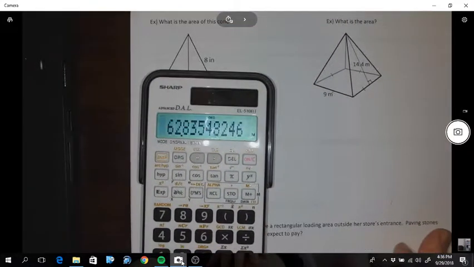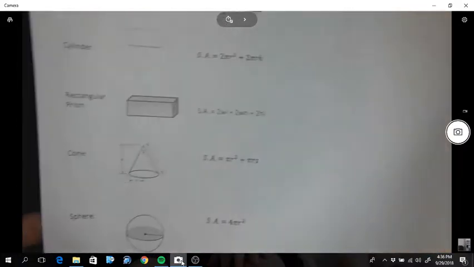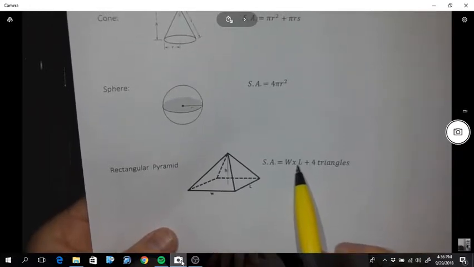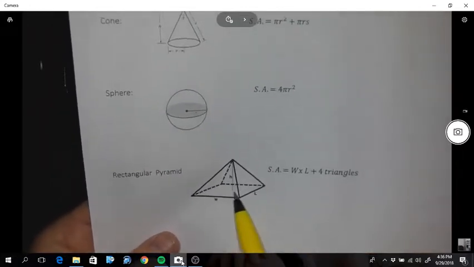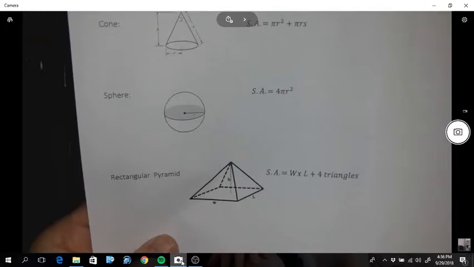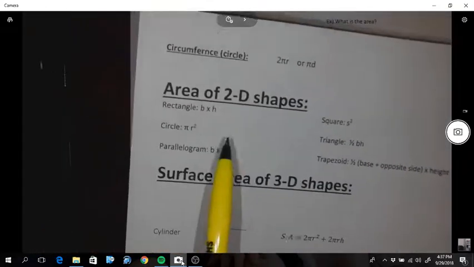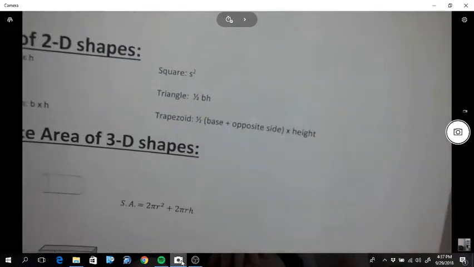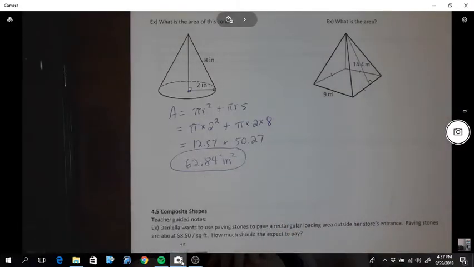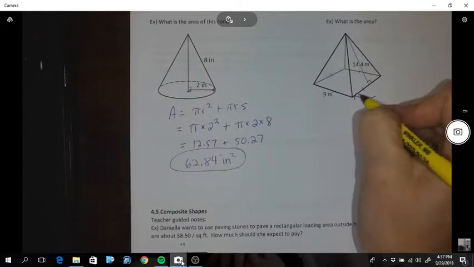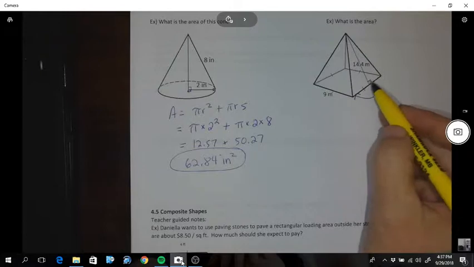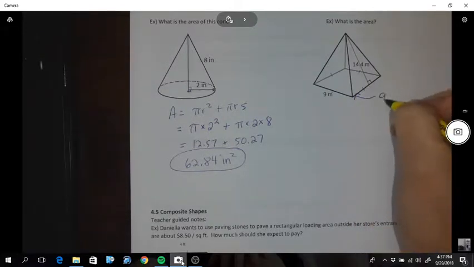Okay, and the pyramid, so I'm going to look at my sheet. The pyramid on the bottom is length times width, which is a rectangle, which is representing the area of the bottom. And then I'm going to do the 4 triangles. So I'm just remembering that a triangle is base times height over 2, or half of that. Okay, so let's go the bottom. So the bottom is actually a square, right? Because all those tick marks mean all of those are the same. So that's a 9 by 9, so the bottom is 81.